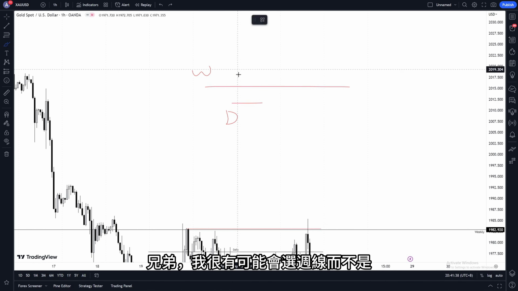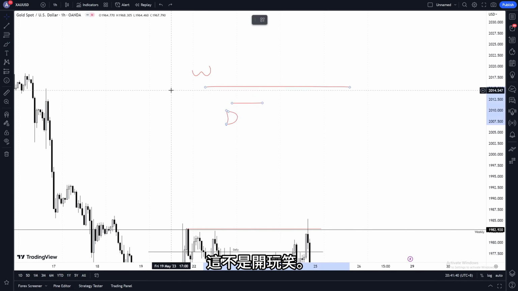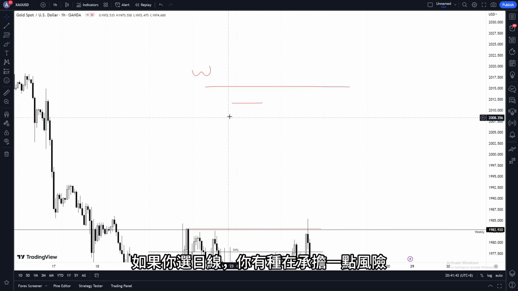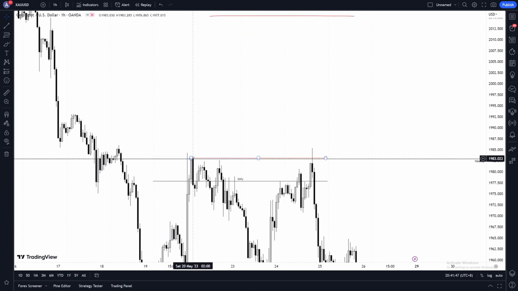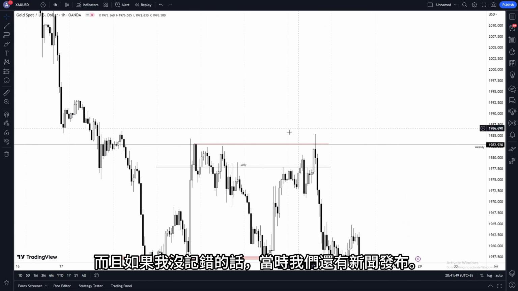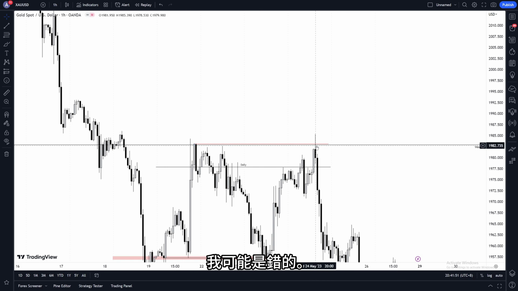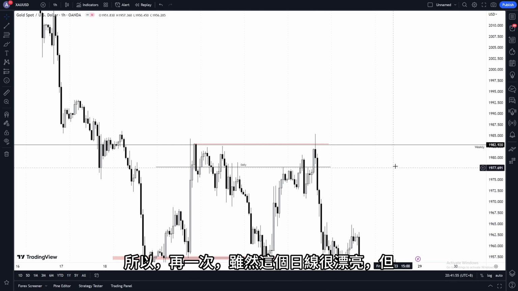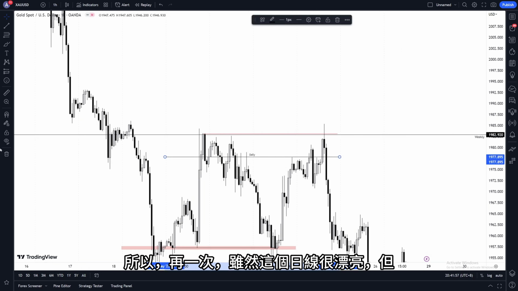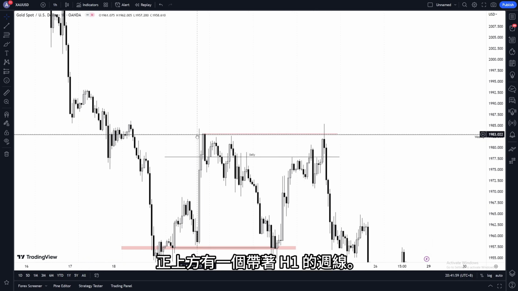Bro, I will most likely take the weekly over the daily, man. It's not a joke. You're kind of taking a bit of a risk there if you take the daily, because it's right above it. And during this moment as well, we had news, if I'm not wrong. I may be wrong about this, correct me if I am, but I think we had some news during this time. So again, this daily, as beautiful as it is, there is a weekly right above it with a H1.